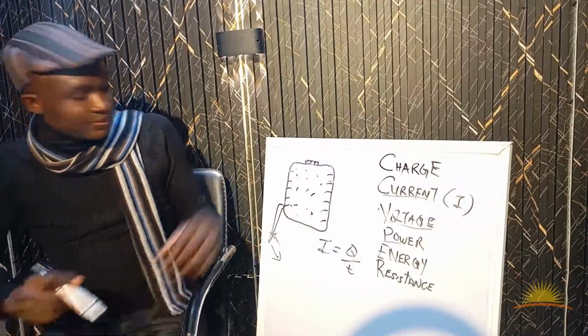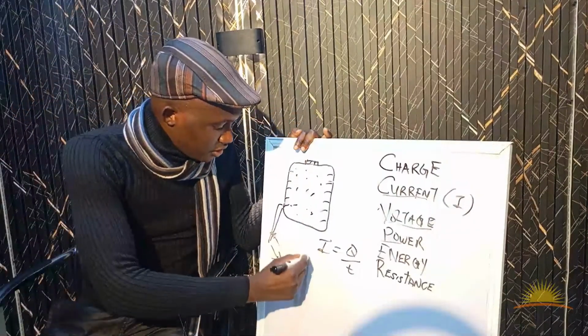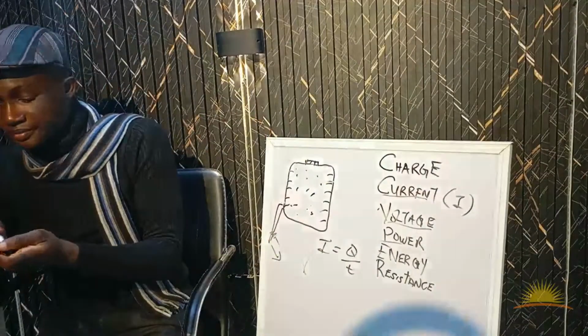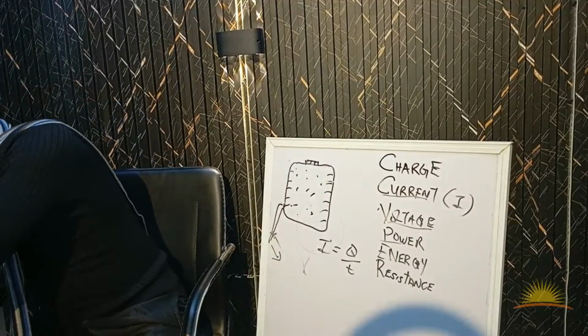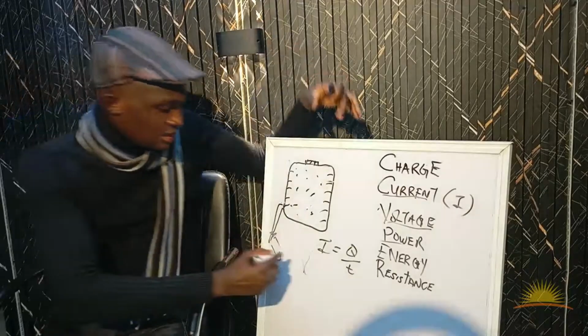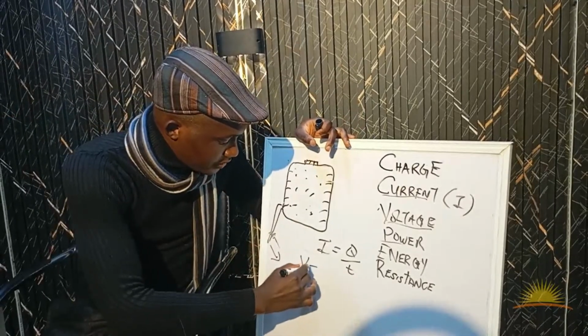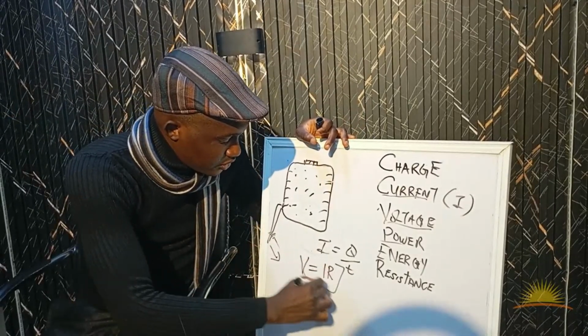It's called Ohm's law. According to George Ohm, it says V equals IR.